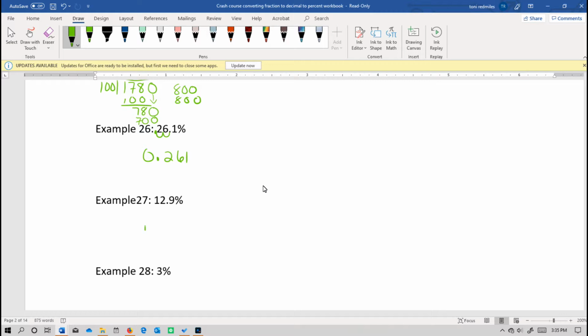All right, for this one, I'm going to go ahead and divide it. This one has a decimal in it, so I just need to put my decimal point in. 100 can't go into 12. 100 can go into 129, and it can do that 1 time. 100 can go into 290 2 times. Drop down another 0, and it can go in 9 times.